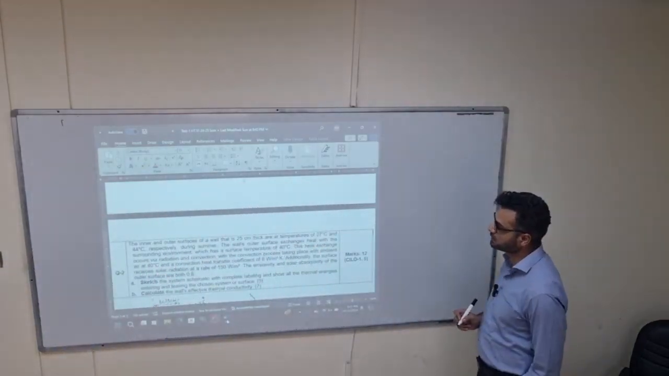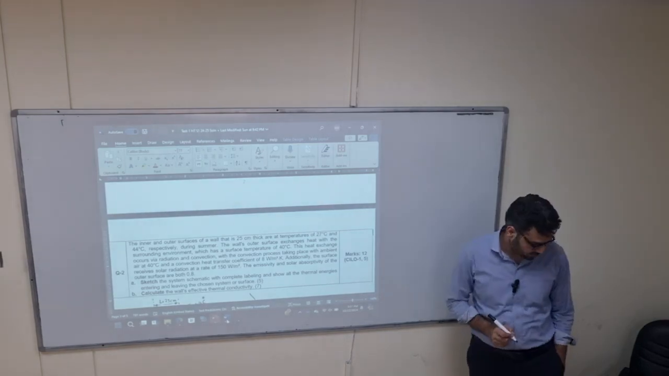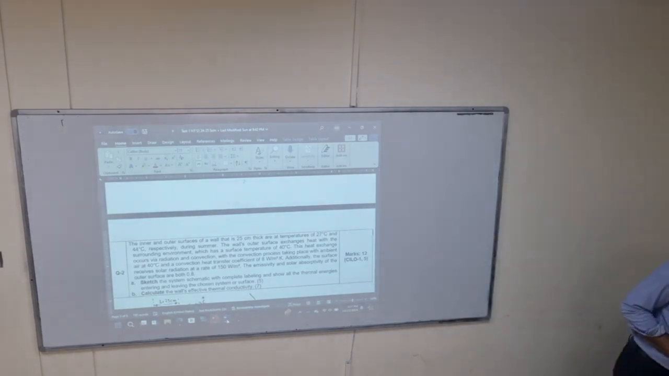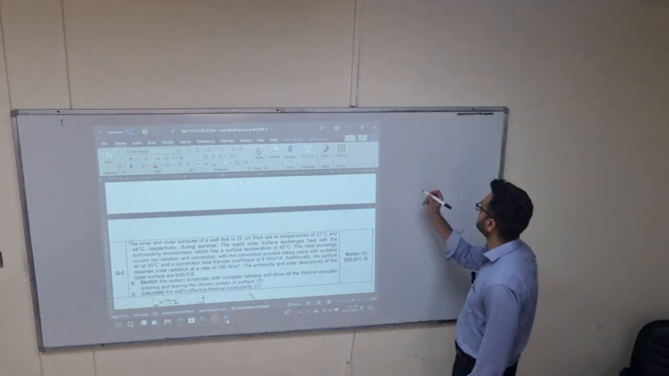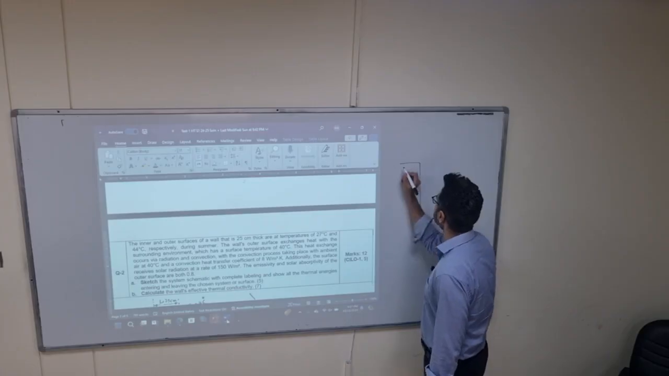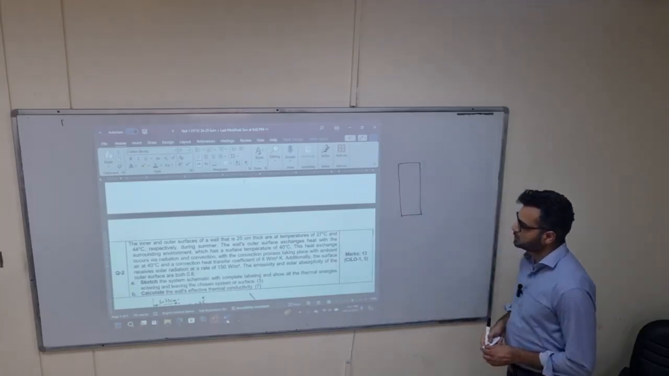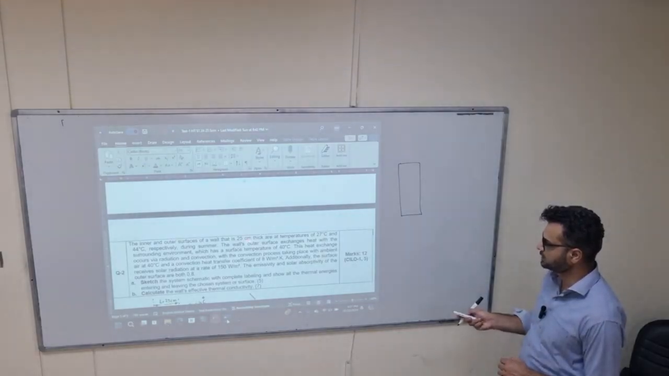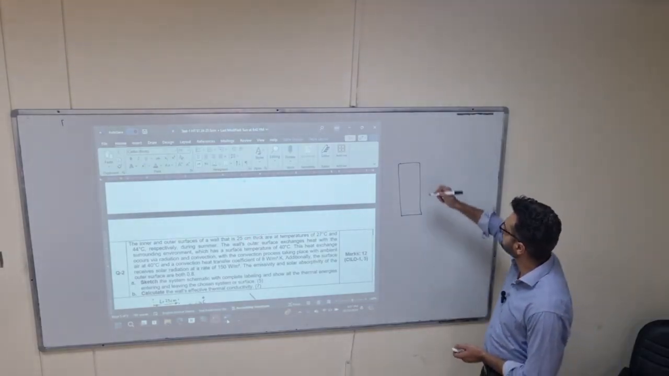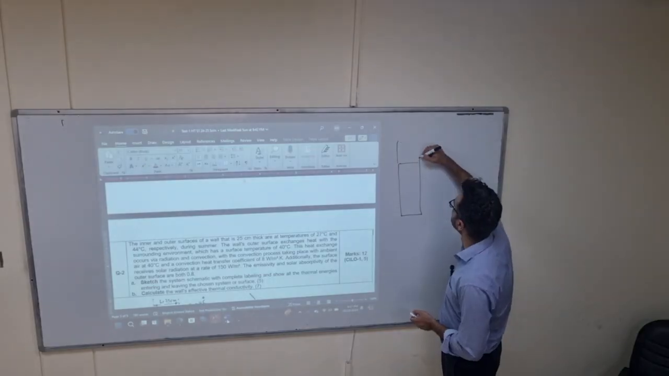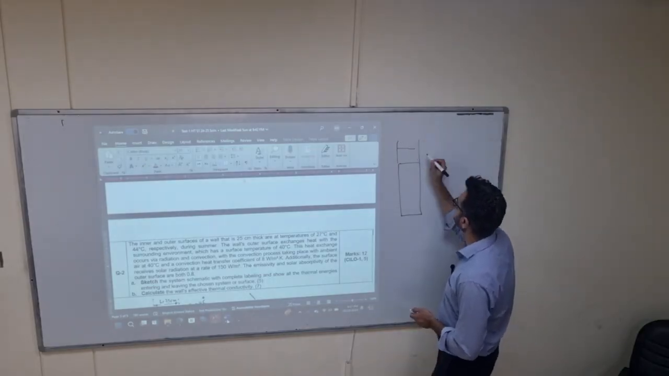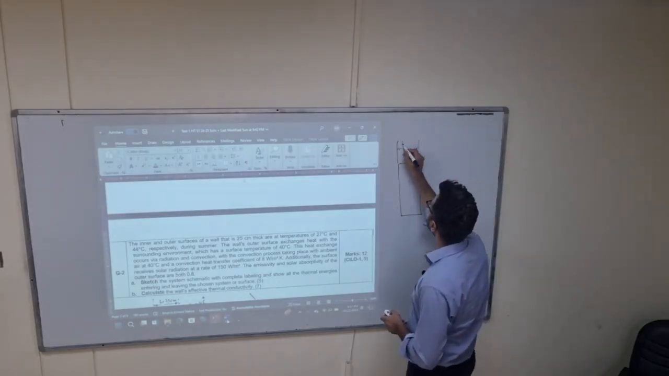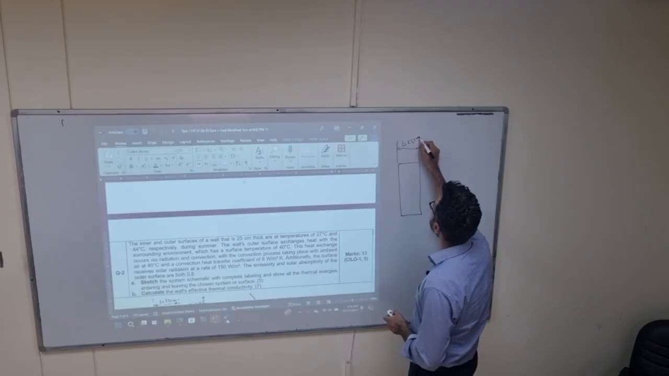So here we have inner and outer surfaces of a wall. Inner and outer surfaces of a wall that is 25 centimeter thick. So keep on writing what is given. So that is 25 centimeter.